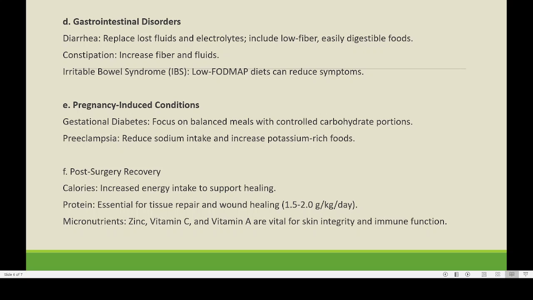So what you can do is include a low fiber diet and also easily digestible food. This kind of food will be able to be digested and absorbed by a person with diarrhea. Then constipation: increase fiber intake. Constipation is a major problem, especially if you start working with the computer all the time.